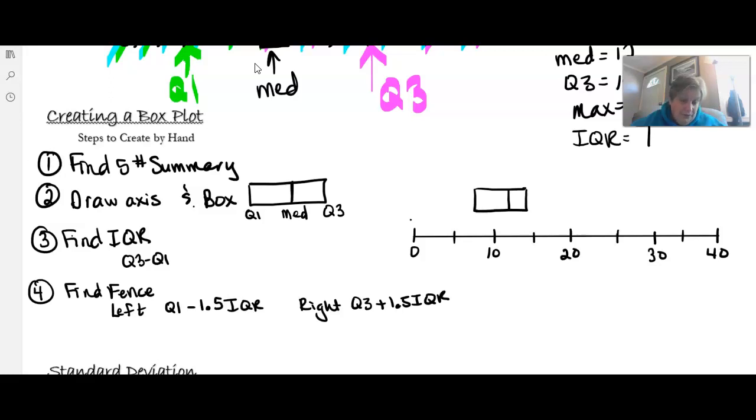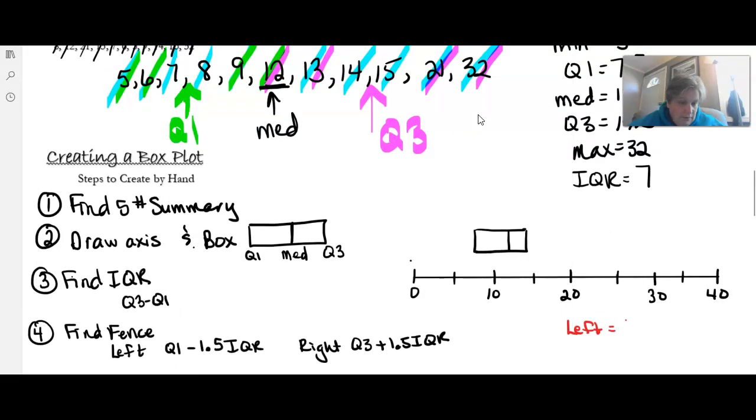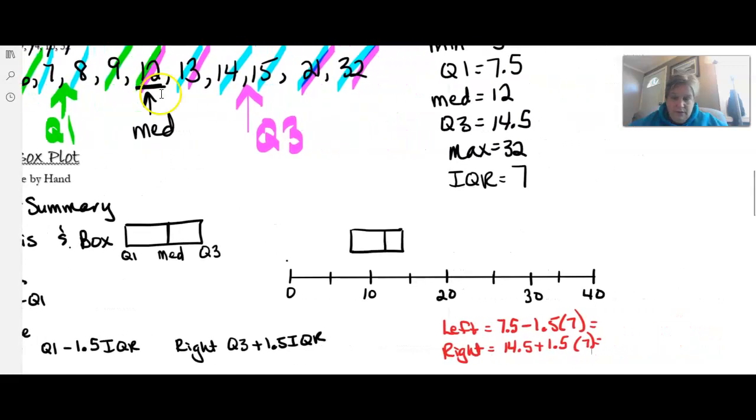Let's use 1.5. Okay, so now over here, I'm going to do this part in red. For this one, my left fence is going to be, what was it? I've got to remember what this number was. 7.5 minus 1.5 times my IQR of 7. And then my right fence is going to be quarter 3, 14.5 plus 1.5 times 7. Okay, so let's take out our handy dandy calculators and figure out what those are.